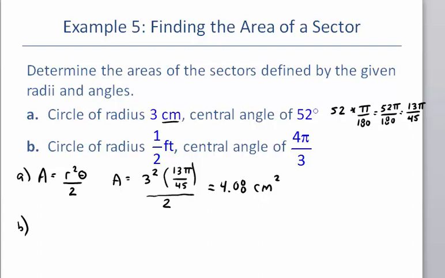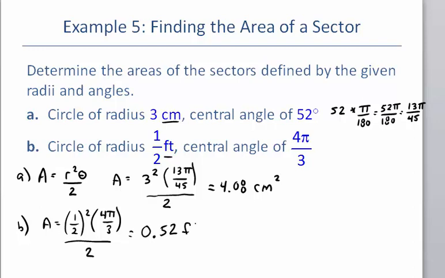For part B, we're told that the circle has a radius of 1/2 and the angle is 4 pi over 3. And so this is a little bit easier because I do not have to convert the angle. It is already in radians. So I'm simply going to plug into my formula. I'll put the radius in and square it. I'll multiply by my angle, 4 pi over 3. And I will then divide by 2. And again, I'm going to go to my calculator with this and get a decimal approximation, which would be 0.52. Our unit is feet this time. And remember that area has a square unit to it.